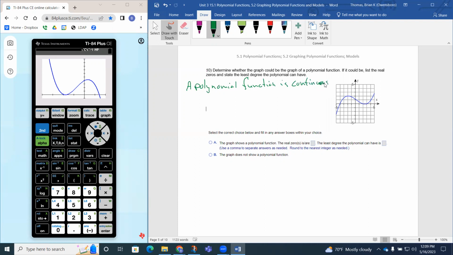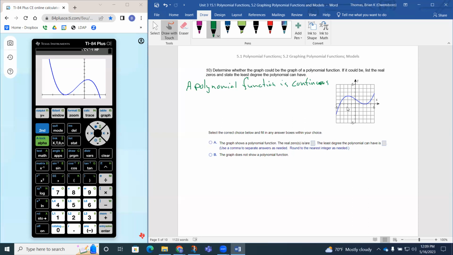What that means is if I start here on the left, if I can trace the whole graph without picking up my pencil, that means it's continuous. And also if I draw this, it's a nice smooth curve, which is continuous. There's no breaks in the graph. So graphs that look like this are called polynomial functions. So yes, this is a polynomial function.